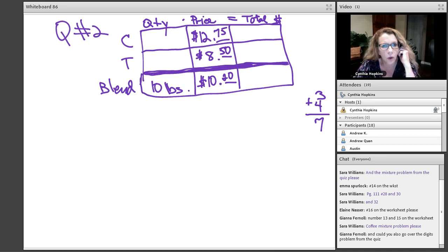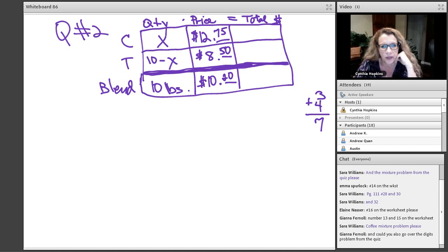I'm going to call one of them X. It doesn't matter which one. But the other one you cannot call X, because if you do, you're assuming that both have the same amount, and then I could just answer it. It'd be 5 pounds of each. Well, that's not the case. So if I have a total of 10 pounds, doesn't that mean I have 10 minus X for my Tanzanian? To double check that, I'm going to add X plus 10 minus X. My X's cancel, and I get a total of 10. So then I know I'm right.